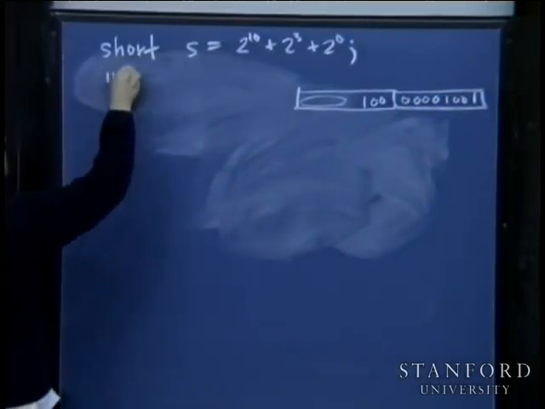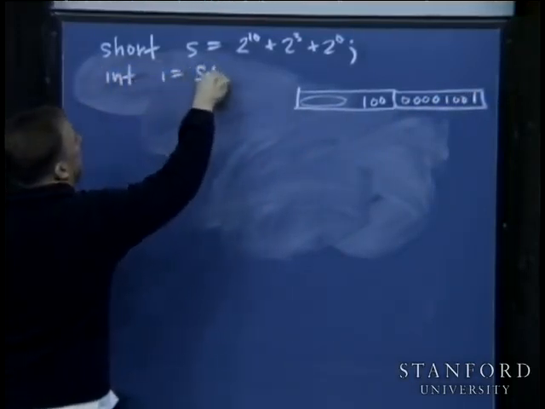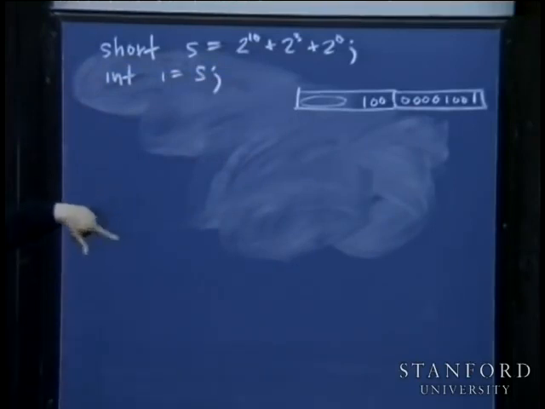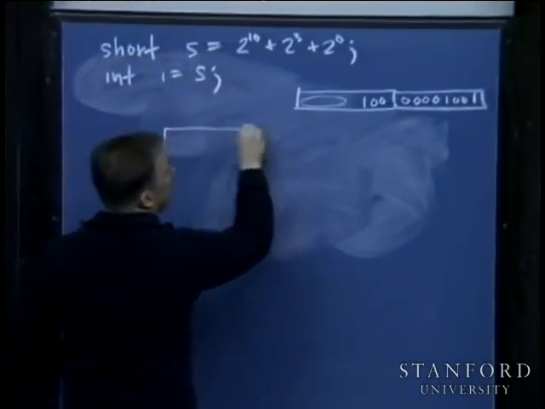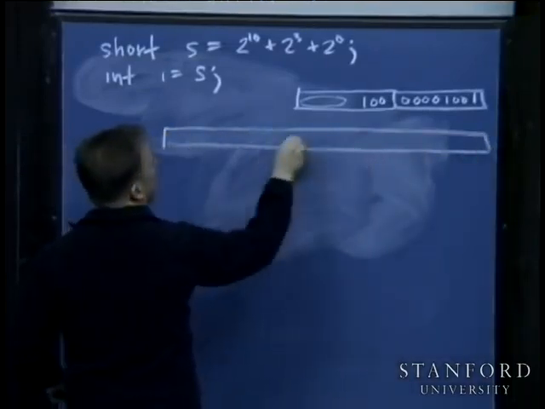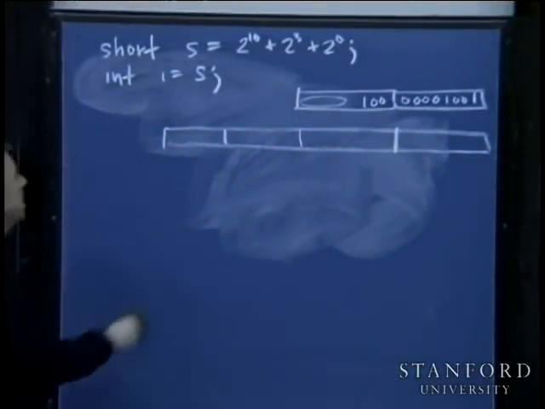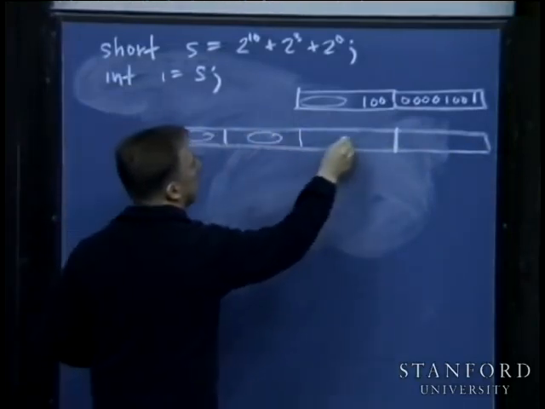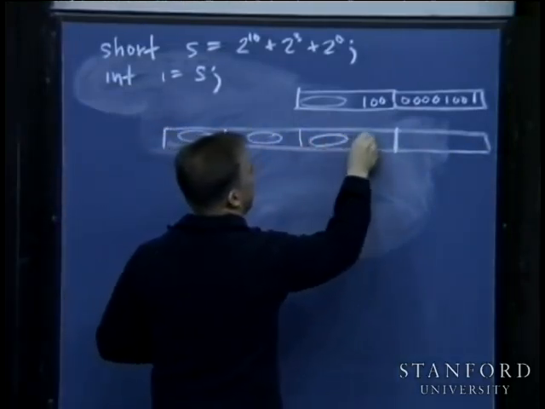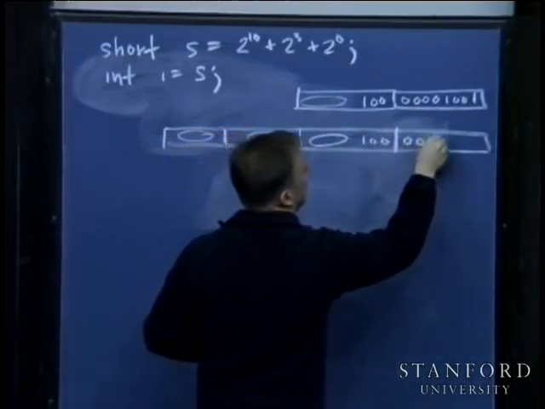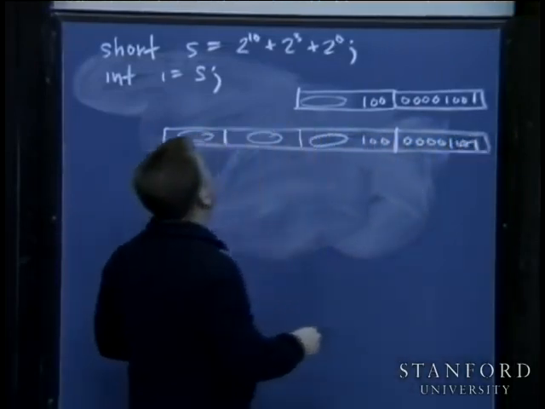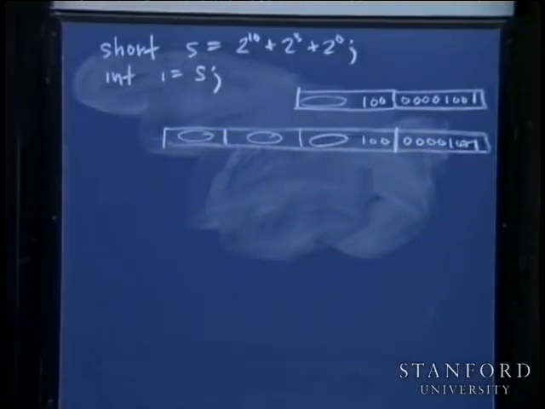If I take an int i and I set it equal to s, the same argument that I made in the char to short assignment can be taken here. And this is somehow less surprising because both of them represent integers. This is lots of zeros followed by 1, 0, 0, 0, 0, 0, 0, 1, 0, 0, 1. And that's why you just have a lot more space to represent the same small number. Okay?